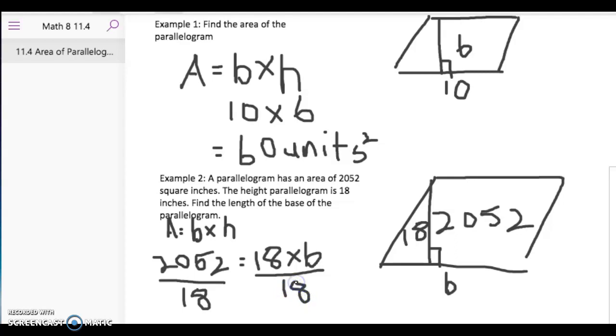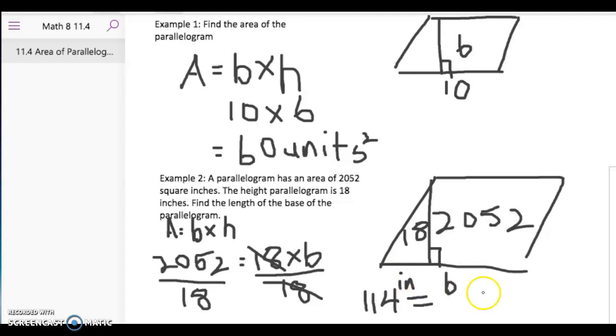Okay, so if I cross this out, 18 divided by 18, then I'm left with b, and then 2052 divided by 18 should give me, let's see, 114. So then I know that 114 equals b. But don't forget the units, so it's 114 inches.